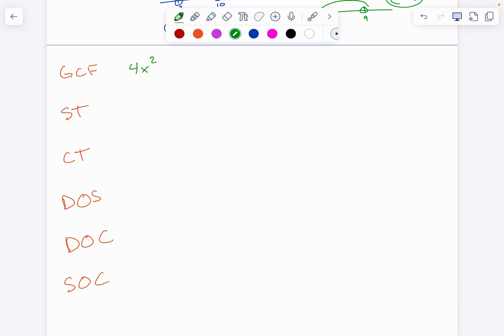4x squared minus, I don't know, 8x. Let's do that one. Take a 4 and an x out, and what's left is x minus 2. Done. That's a really easy GCF. Simple trinomial: x squared plus 7x minus 18. Multiply to get 18, add to get 7: 9 and 2. Plus 9, minus 2. There you go.